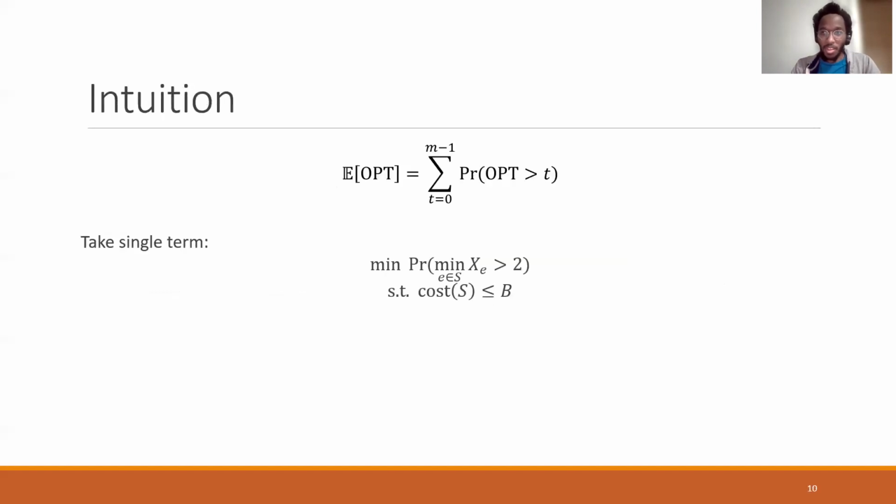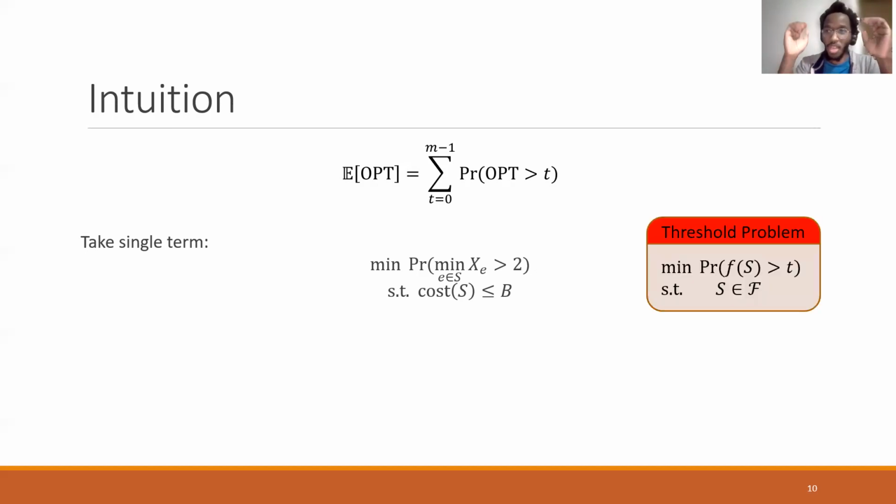So let me give you first some intuition about why we would even think this would work in the first place. We start from the expectation formula as the sum of these tail probabilities. If you take a single term, for example, with the min element objective function and your knapsack constraint, and you look at t equals 2, minimizing that term is a problem in and of itself.